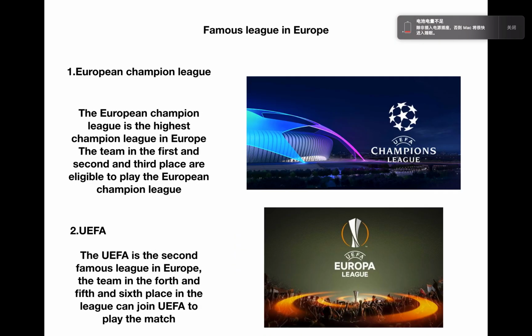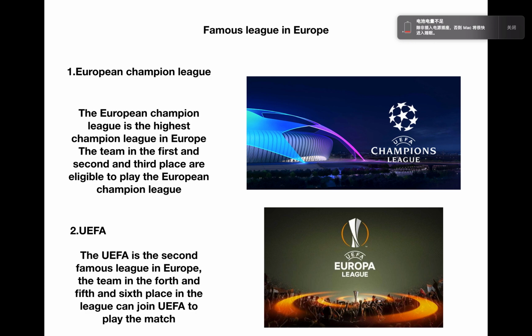So those are the 3 examples given to the audience, and now let's go to an important part called famous leagues in Europe. The first one is a league that everybody may know about, the European Champions League. The European Champions League is the highest league in Europe. The teams in first, second and third place are eligible to play in the European Champions League.